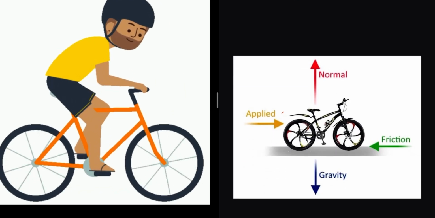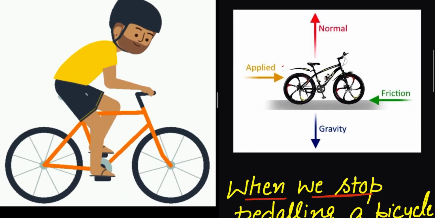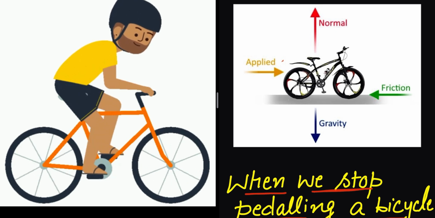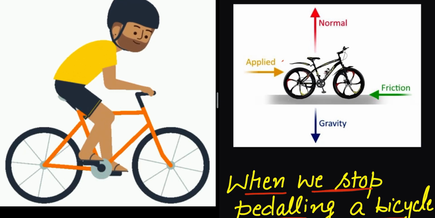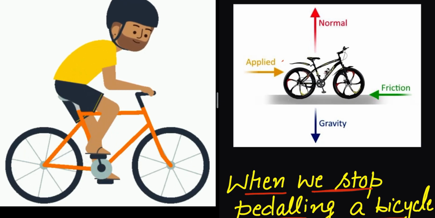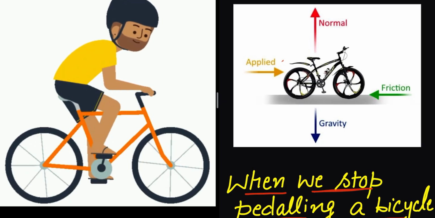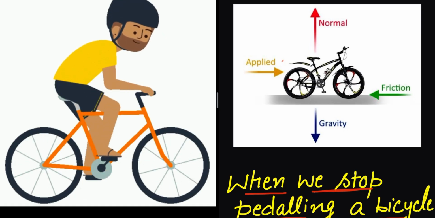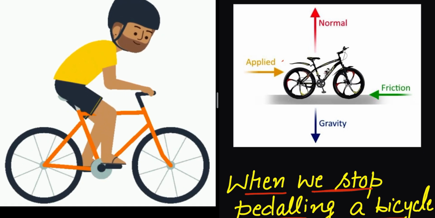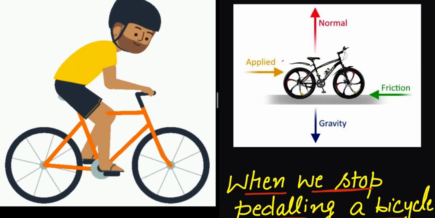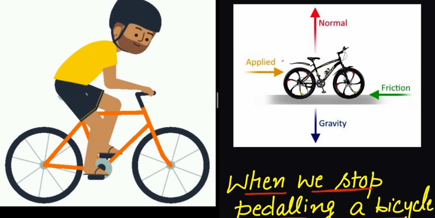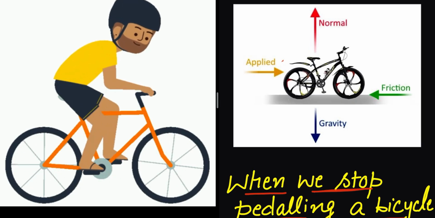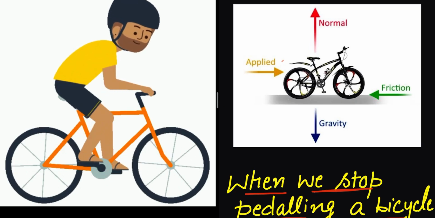So what do we have in the next example, students? What happens when we stop pedaling a bicycle? Yes, its speed will decrease and gradually after covering a certain distance it will stop. So what is the reason why it stopped? There must be a force acting on the cycle which stops the motion of the cycle. So what do we call that force? Yes, students, that is nothing but friction.